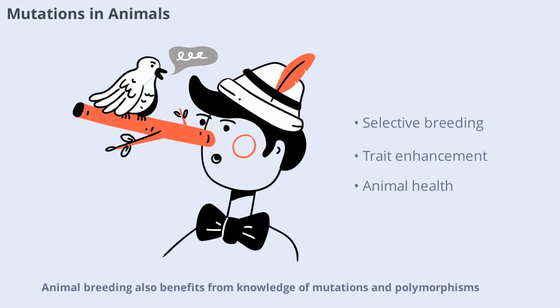Animal breeding also benefits from knowledge of mutations and polymorphisms. By selecting for beneficial genetic variations, breeders can enhance traits like growth rate, disease resistance, or milk production. Genetic testing helps identify animals with desirable genes, improving breeding programs and animal health.